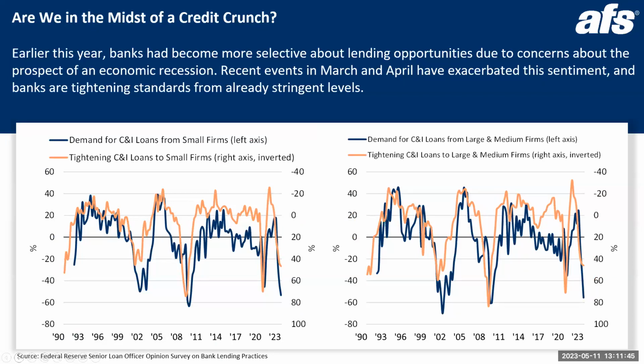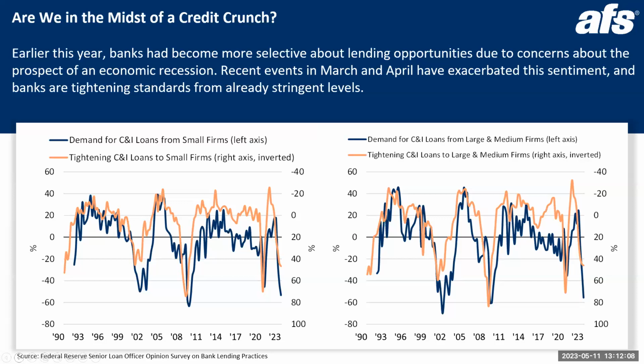Given this backdrop, the fear is that we're entering a credit crunch, assuming this already isn't occurring. We already see evidence of such in the Fed's latest Senior Loan Officer Opinion Survey. The charts here are a little bit confusing, but basically we have measures of supply and demand for C&I credit, with conditions for small firms on the left and large to medium borrowers on the right.